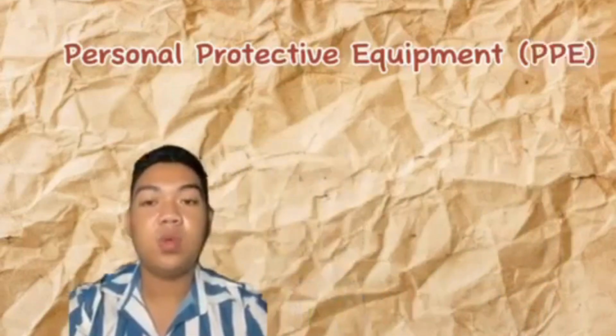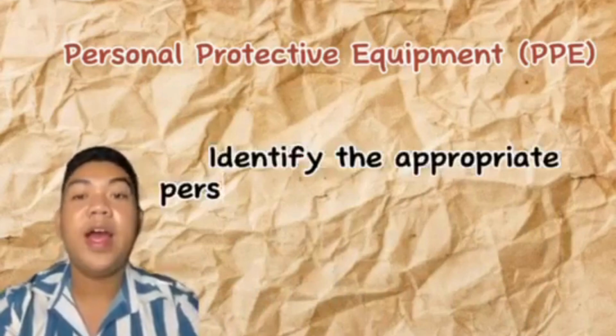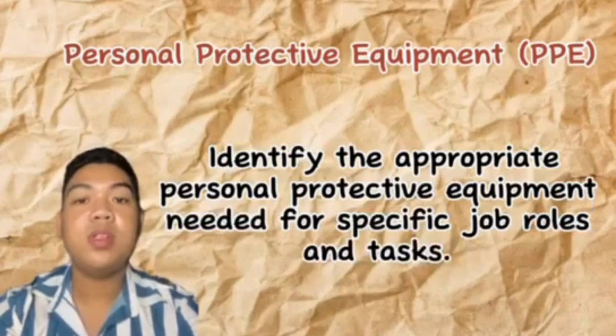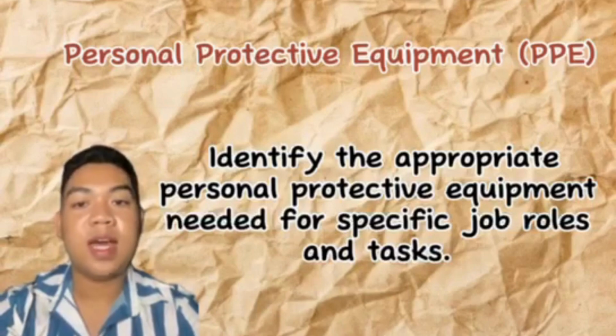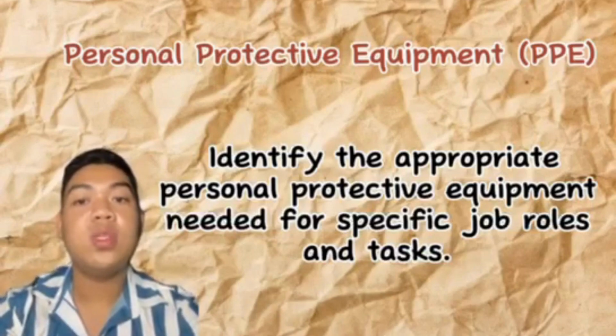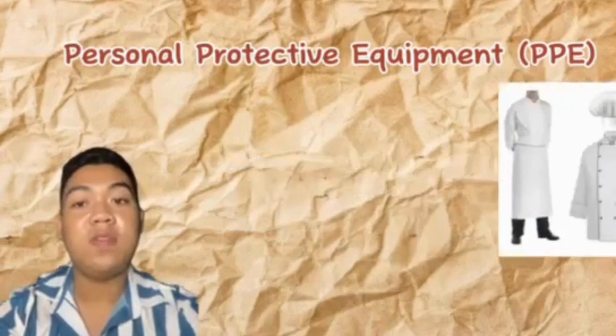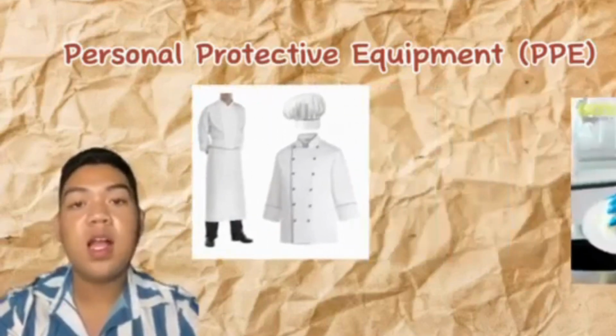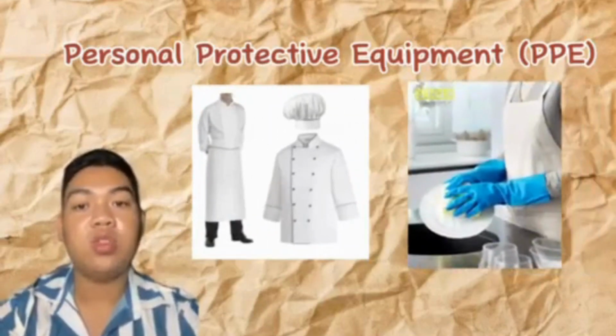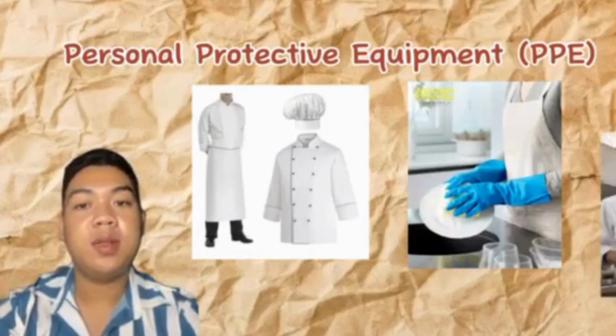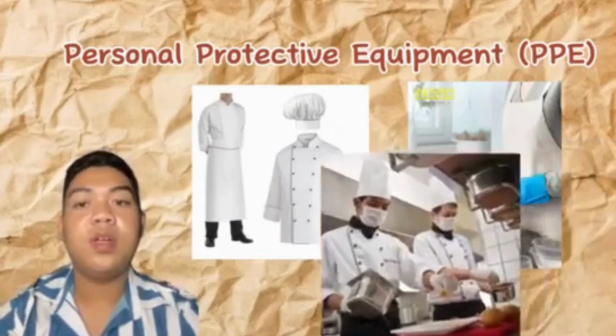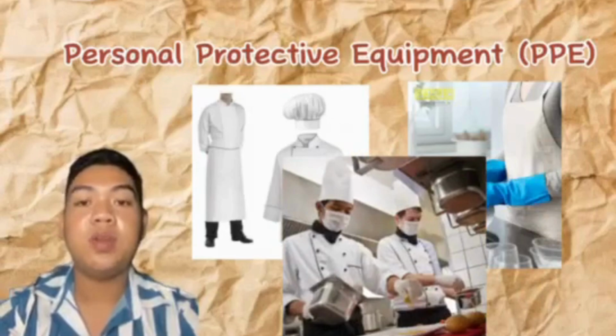Personal protective equipment, or PPE. Identify the appropriate personal protective equipment needed for specific job roles and tasks. Provide employees with necessary PPE such as safety glasses, gloves, helmets, or ear protection and ensure proper usage and maintenance. Regularly assess the effectiveness of PPE and replace worn or damaged equipment.